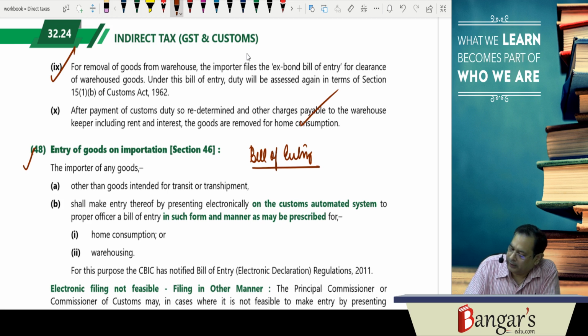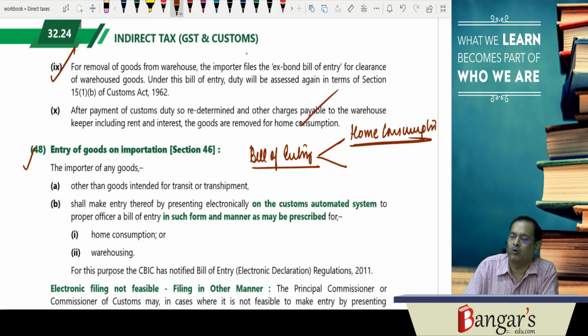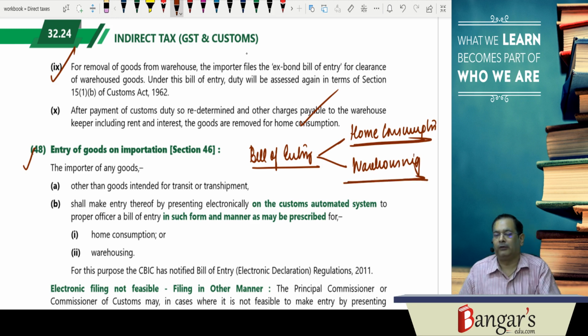This bill of entry can be for what? It's a basic document for assessment of custom duty. It can be for home consumption, if you want to clear the goods from the port, or it can be for warehousing. If you want to deposit the goods in the custom warehouses, it is bill of entry for warehousing.